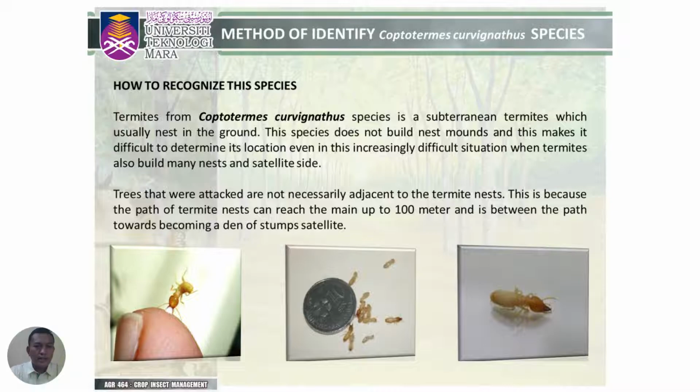How do we recognize this species? Termites of the Coptotermes curvignathus species are subterranean termites which usually nest in the ground. This species does not build nest mounds. This makes it difficult to determine the nest location, and it becomes even more difficult when termites also build many nests and satellite sites. Trees that are attacked are not necessarily adjacent to termite nests. This is because the foraging patch of a termite nest can reach up to 100 meters, and between the patches there are satellite nests.